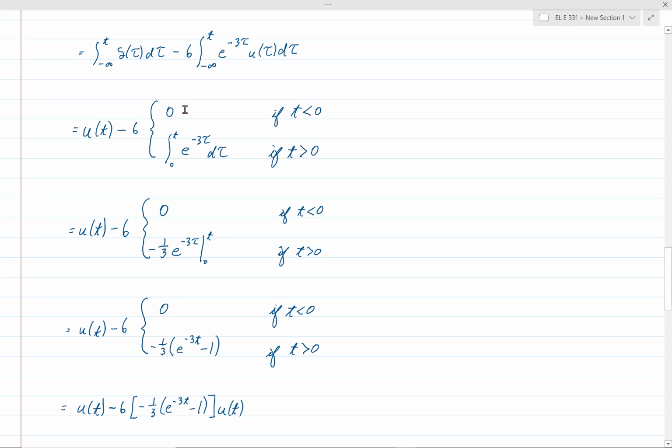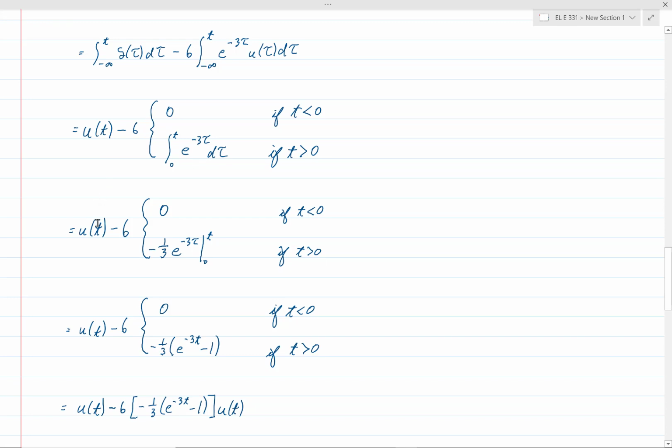On the other hand, if t is greater than 0, we can say that we don't need to integrate over the negative values of tau, only over the positive values of tau, because again, over the negative values of tau, u of tau gives us 0. So instead of starting at negative infinity, we can start at 0. And over those positive values of tau, u of tau is 1, so we don't have to write it down. And then we just bring down the e to the minus 3 tau. And this is for t greater than 0.